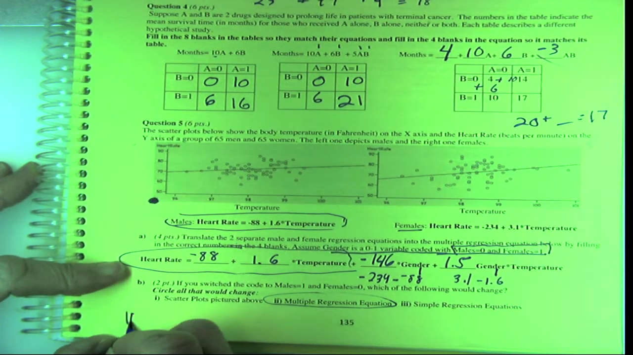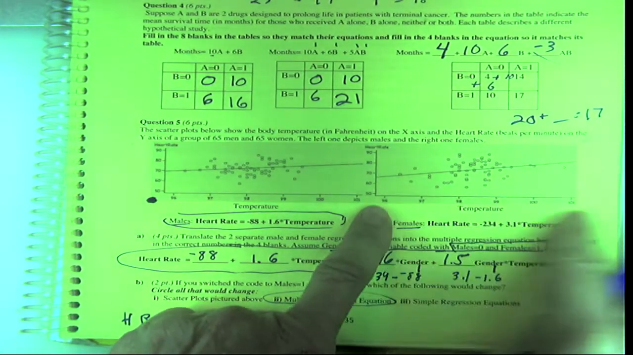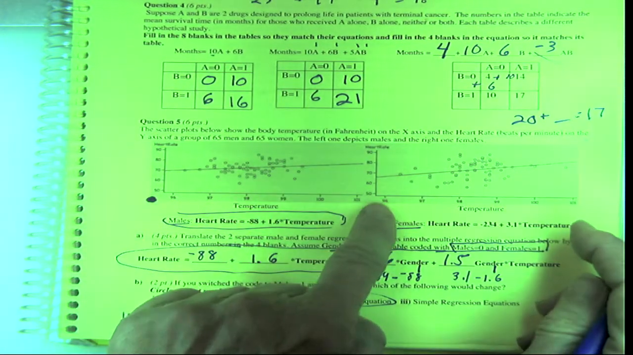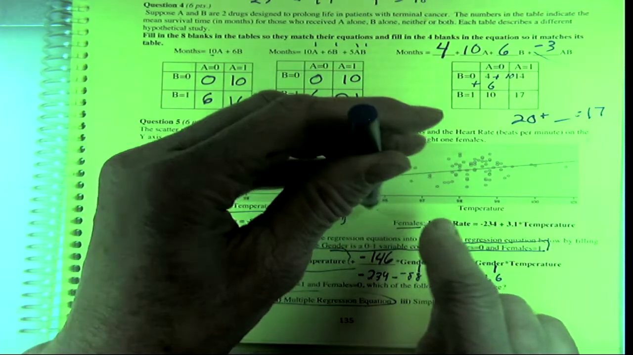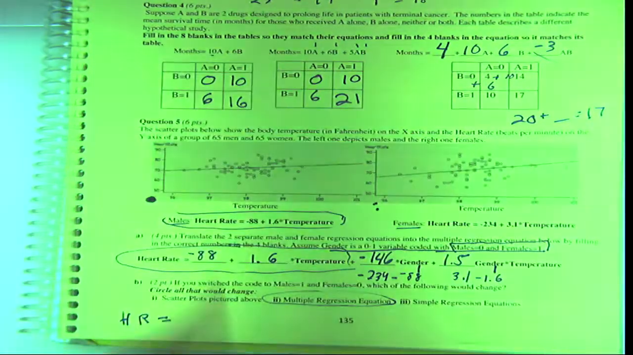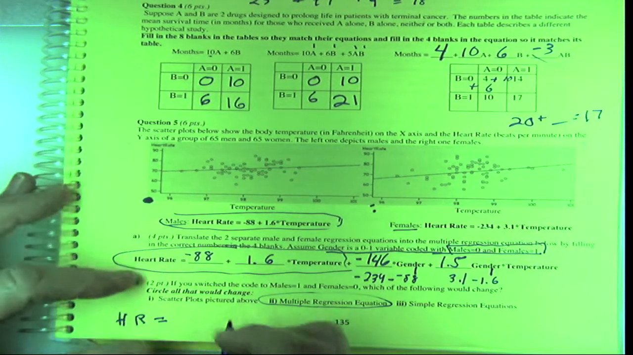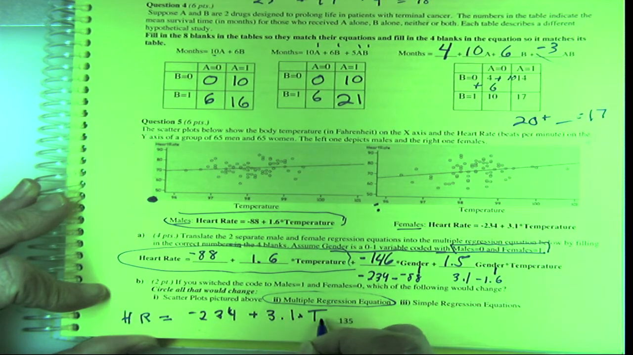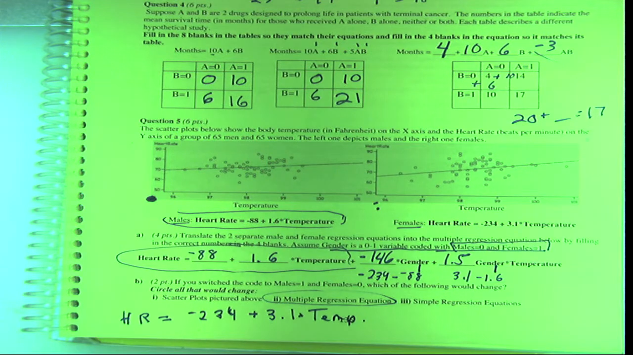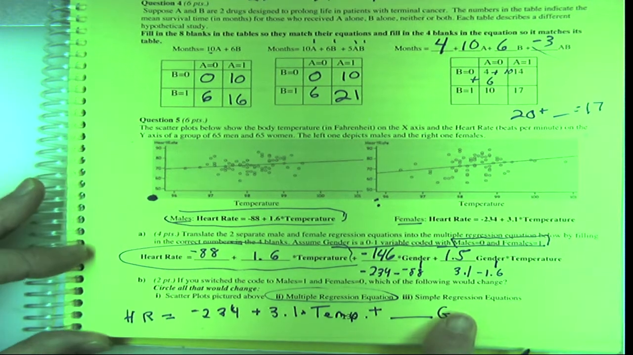Just think about it. You'd have the heart rate equals, well now this is 0, so start with this one. This is 0, and now we'll have an axis like this, and then when gender, this is the gender axis, is 1, we'll get that equation. So we'll start with putting that in here, so we get negative 234 plus 3.1 times temperature. Okay? Now what are we going to add when gender is 1?